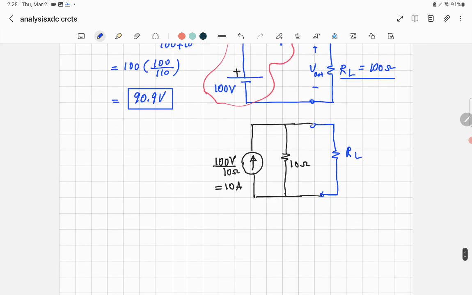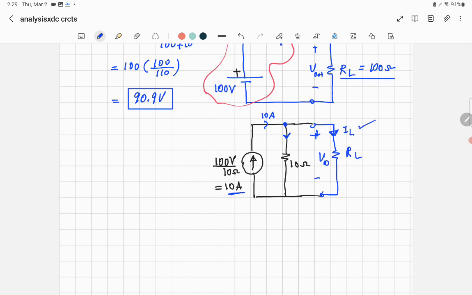Here, to find the voltage output across this resistance, I should find the current. Why should I find the current? Because you have a current source equal to 10 amp. So it's like 10 amp branching, and when it comes to this node, it will be divided into two currents: the current in this resistor and the current here, which is the current through the load. I'm interested in this one.